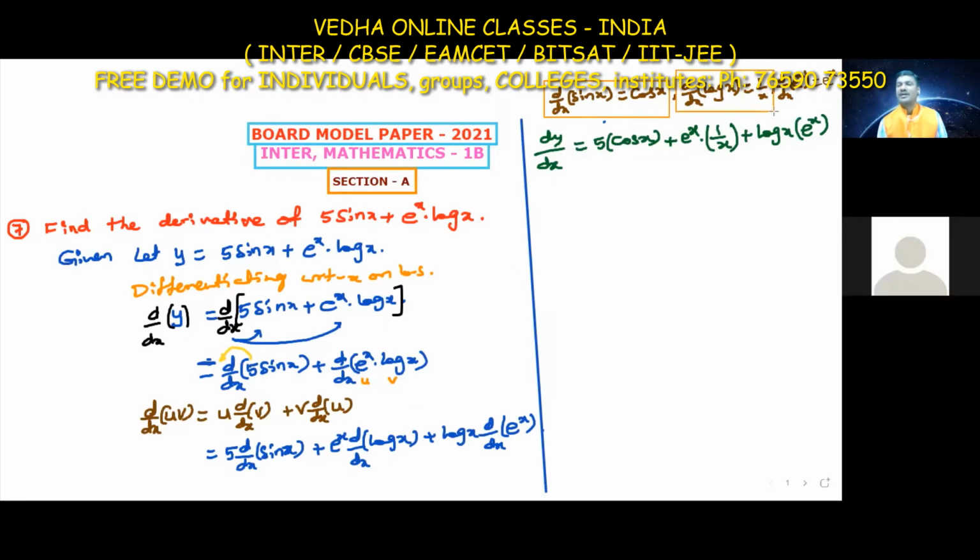cos x. Again, three times, each formula three times. d by dx of sin x is equal to cos x.